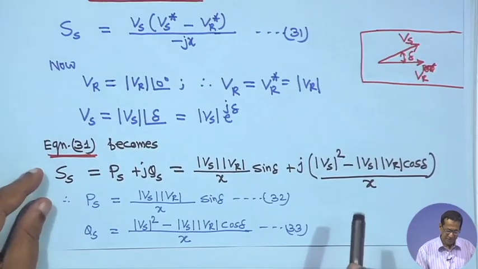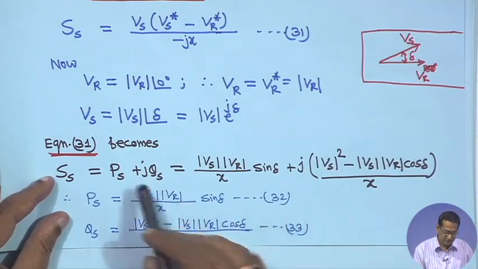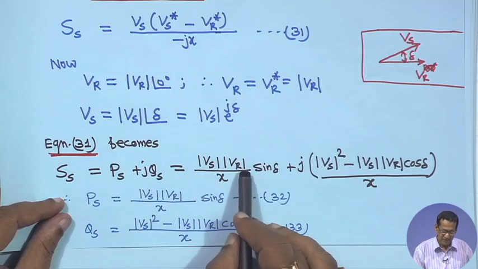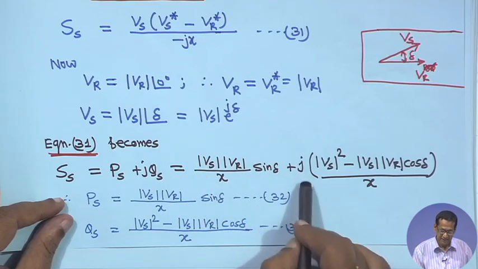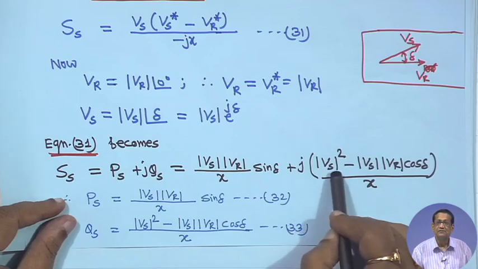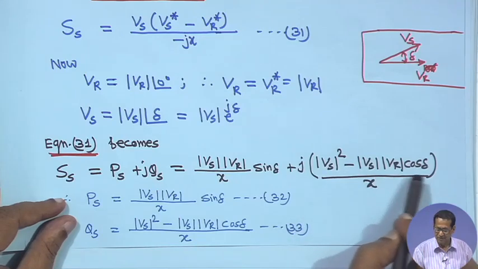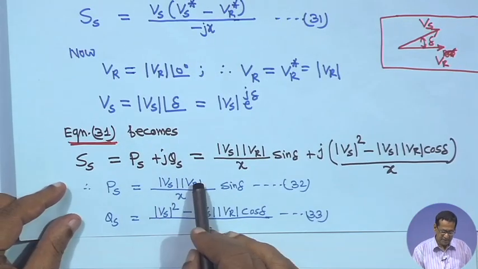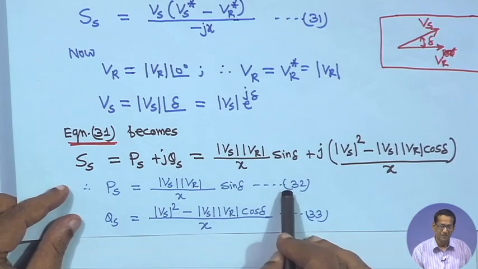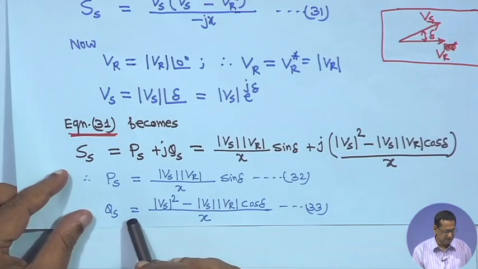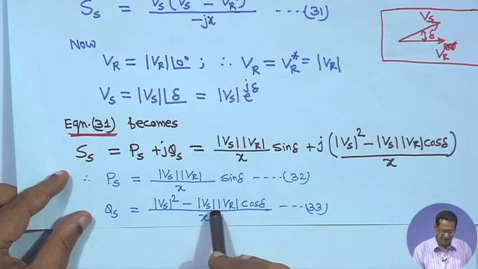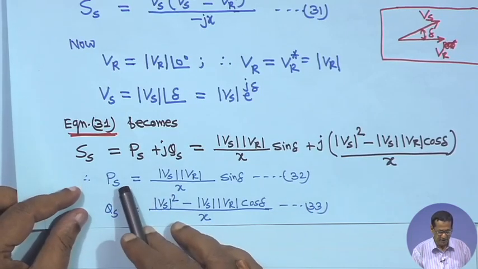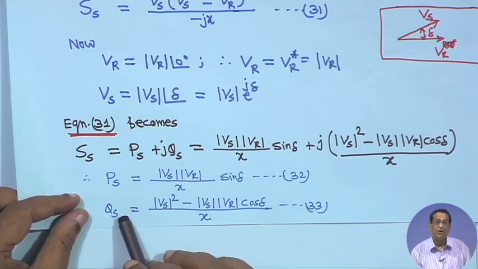If you do so and simplify, you will get S s is equal to P s plus j Q s is equal to magnitude V s magnitude V r upon x sin delta plus j, in bracket, magnitude V s square minus magnitude V s magnitude V r cosine delta, upon x. That means P s is equal to magnitude V s magnitude V r upon x sin delta, this is equation 32, and Q s is equal to magnitude V s square minus magnitude V s V r into cosine delta upon x. So, this is your sending end real power and reactive power.